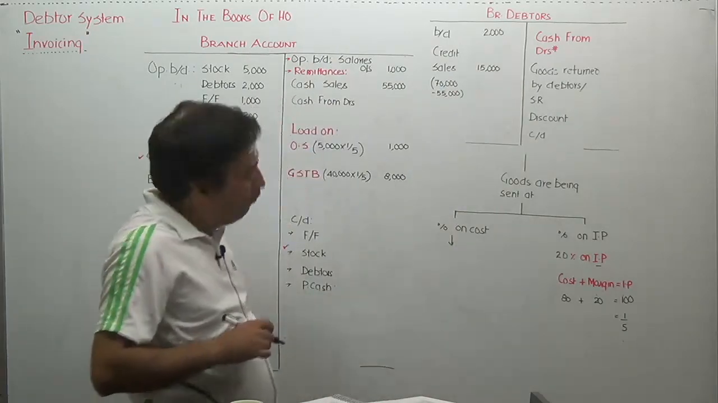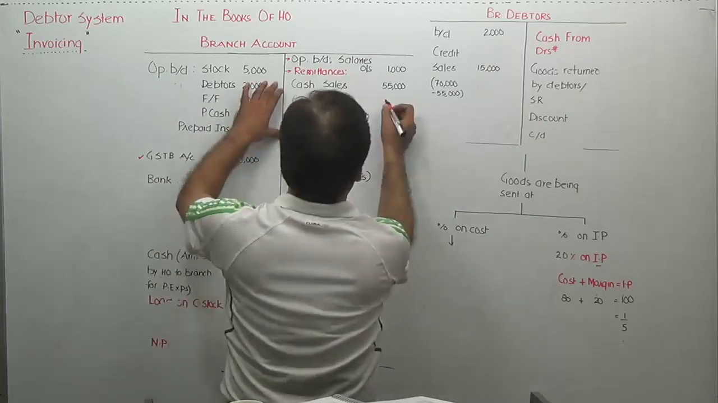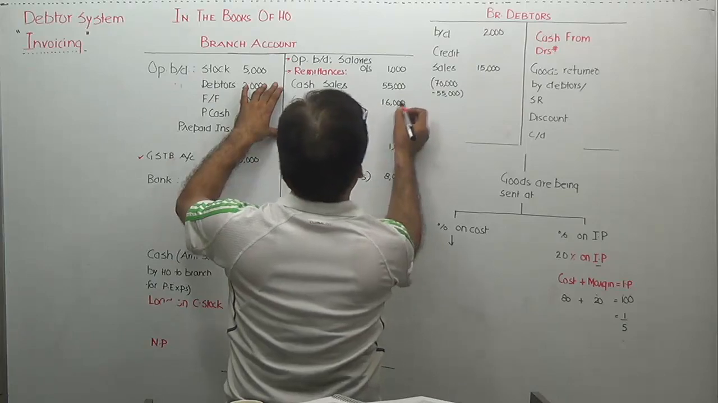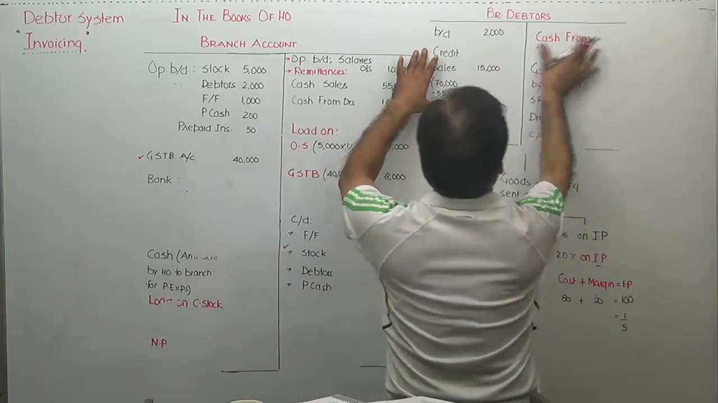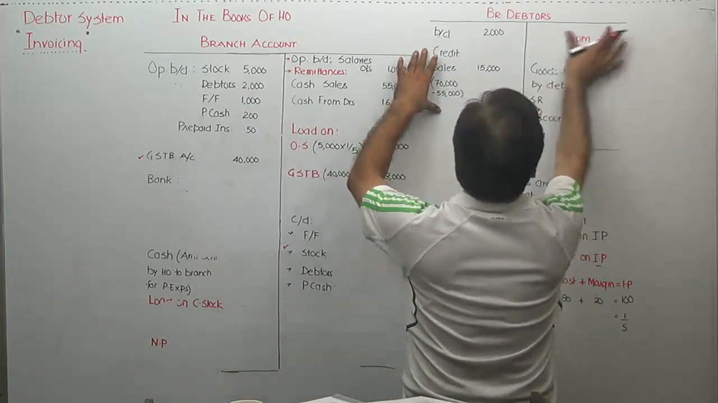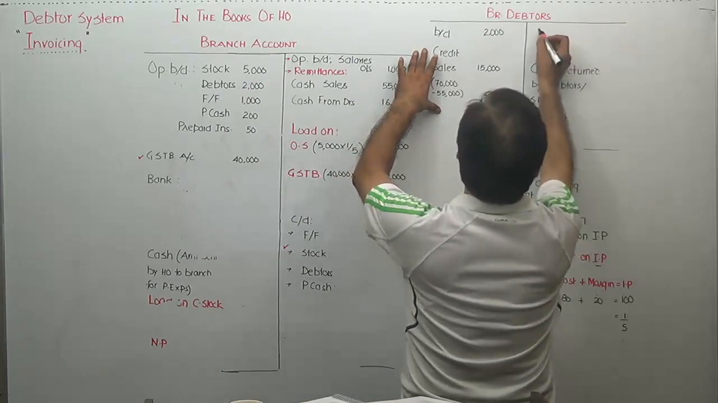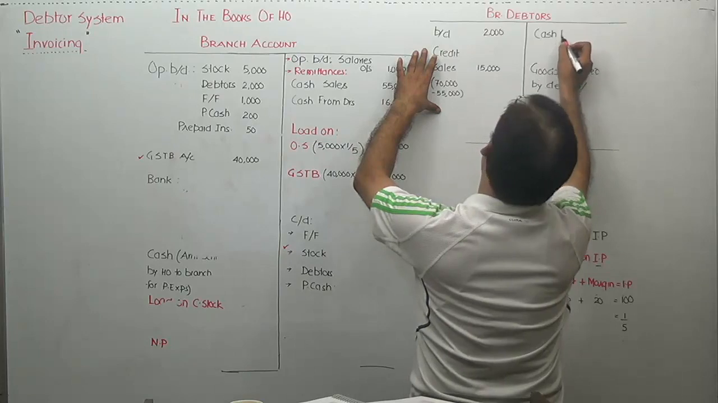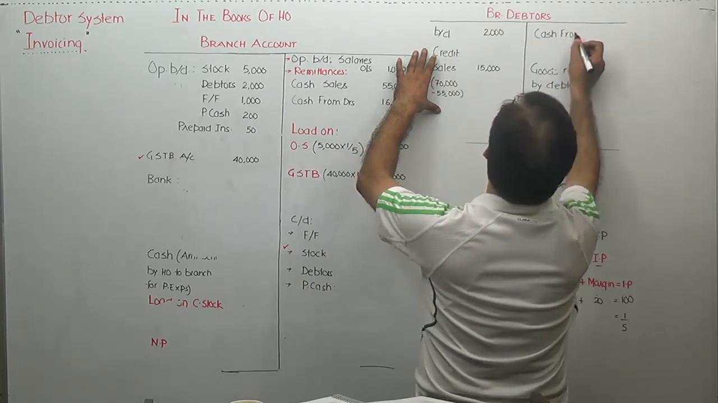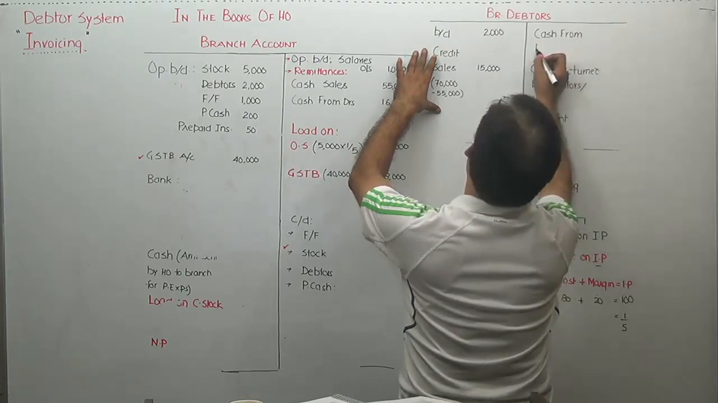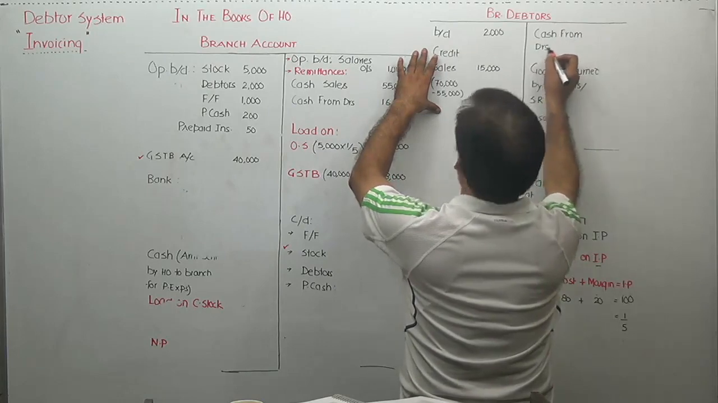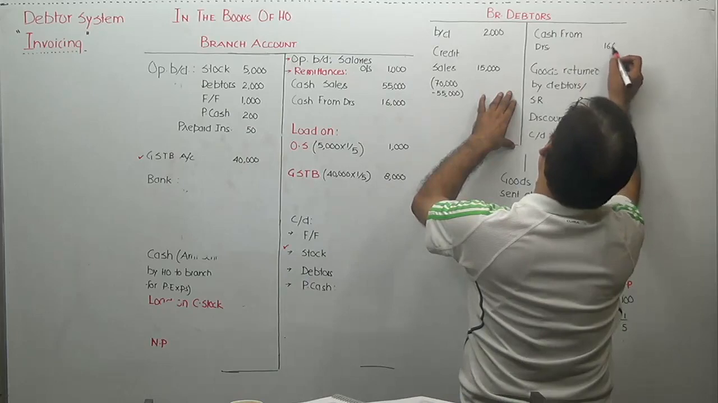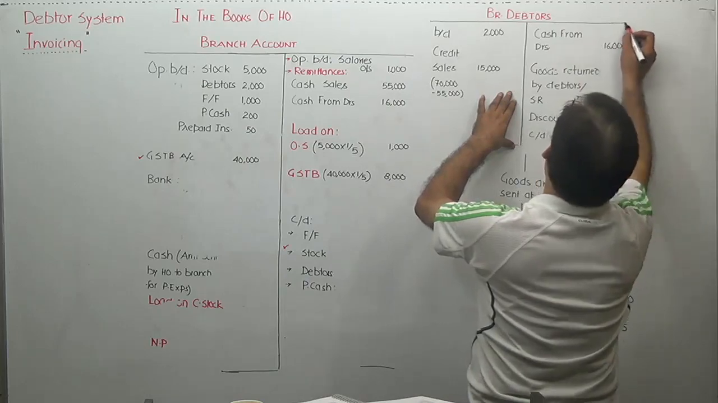Then cash receipt from debtors had been given to us 16,000. So we shall write here 16. And cash receipt from debtors will also be written in the branch debtors account. Cash from debtors is 16,000. So you are going to write down here 16,000. Correct?